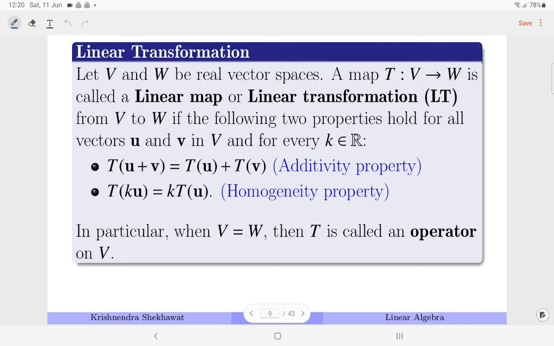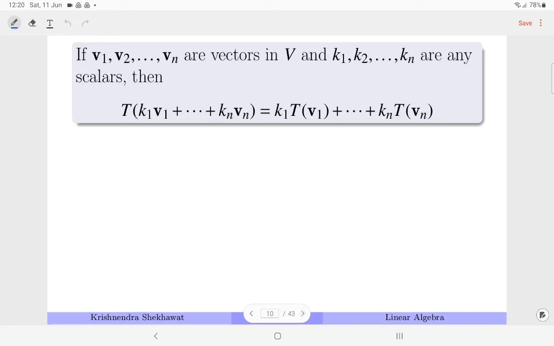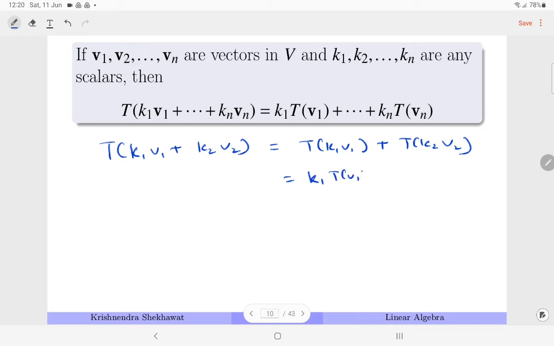If both the vector spaces are the same, then we say T is an operator. So this one is straightforward. We discussed it in the last class also. If I take the left hand side, T of k1 v1 plus k2 v2, then from the first property I can write it as T of k1 v1 plus T of k2 v2, and then from the second property I can write k1 T of v1 plus k2 T of v2. Similarly, I can generalize it. So if T is a linear transformation, then T of k1 v1 plus and so on up to kn vn is the same as k1 T of v1 and so on.